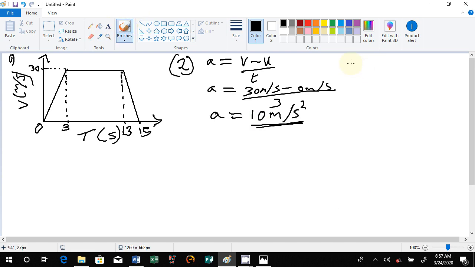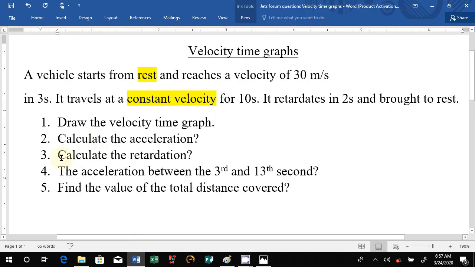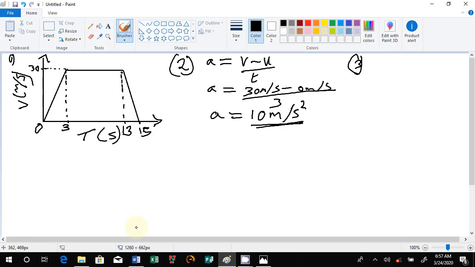Let's go to question number 3. I'll write it where it won't confuse us. Question number 3 reads as follows. Calculate the retardation. So calculate the retardation, the slowing down, in other words. Now, the retardation is referred to as the negative acceleration at some point, and you can interchange the words retardation and negative acceleration. Very important to note.